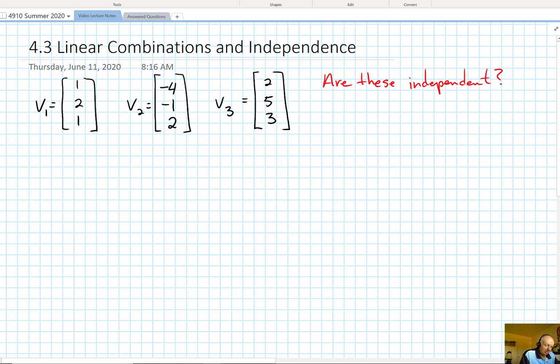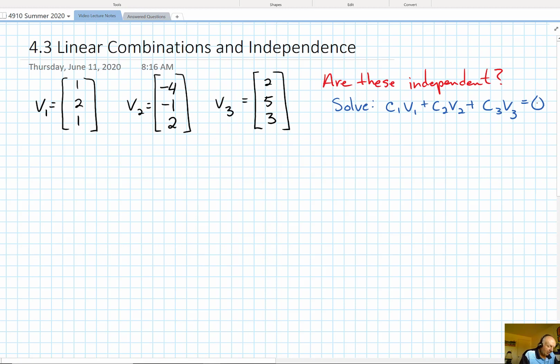And we talked about how to do that. Basically, just as a reminder, we want to solve c sub 1 times v sub 1 plus c sub 2 v sub 2 plus c sub 3 v sub 3 equals 0.